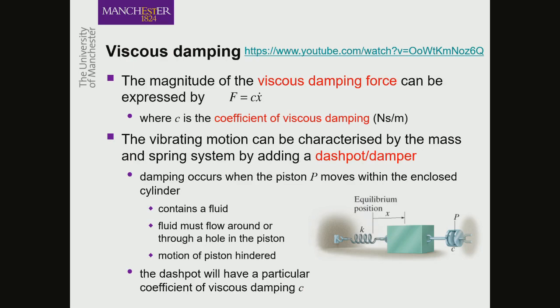I think I have another video about this part, but let me tell a bit more first before the video. So the viscous damping force, we express it by Cx dot. X dot means velocity, right? And here you can see the force is proportional to the velocity of the system, as I explained earlier. We call that C the coefficient of viscous damping, and the units are quite important: Newton seconds per meter.